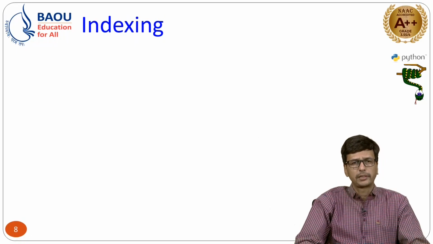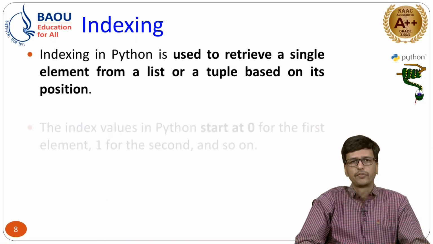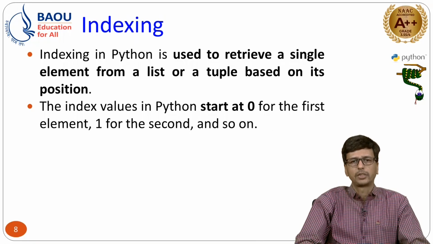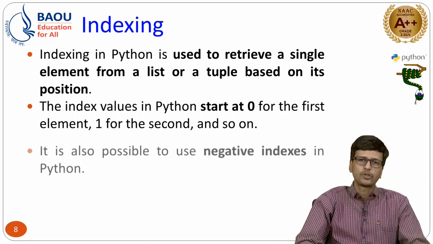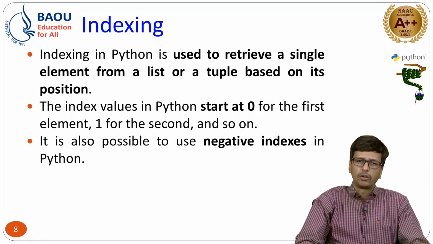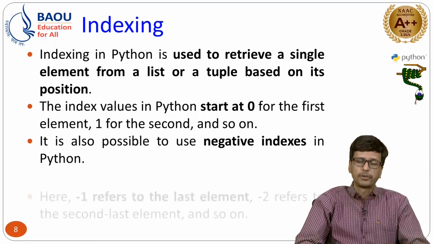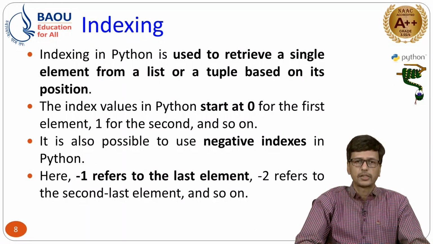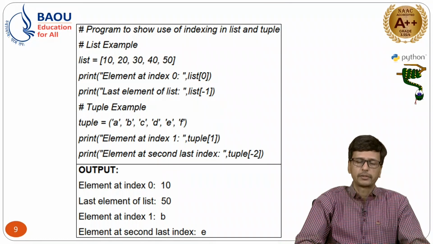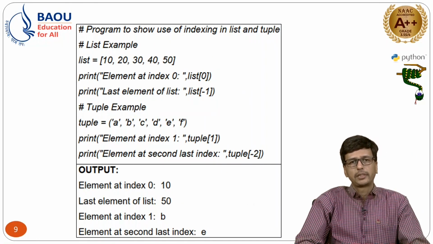Then indexing, as we have already discussed: if you want to fetch some element from the tuple as well as the list, in that case you use the concept of index. It also supports the negative index. Suppose you want to print elements from the reverse location or from the end of a particular tuple or list, in that case you use a negative index. Here you can see the example.